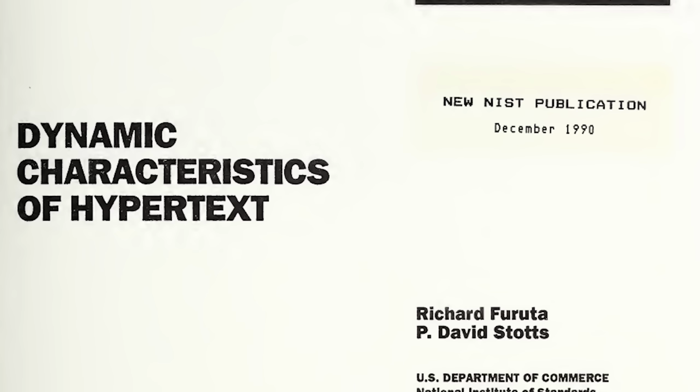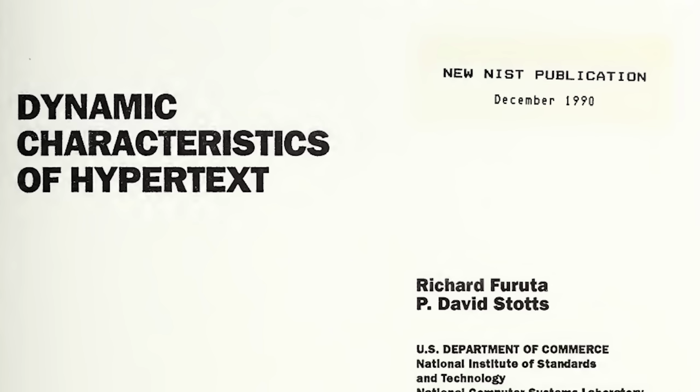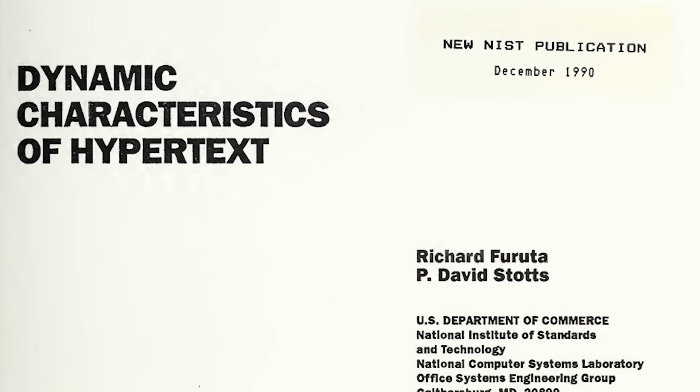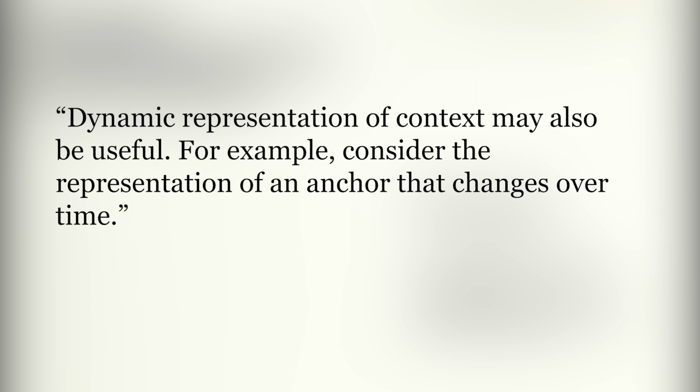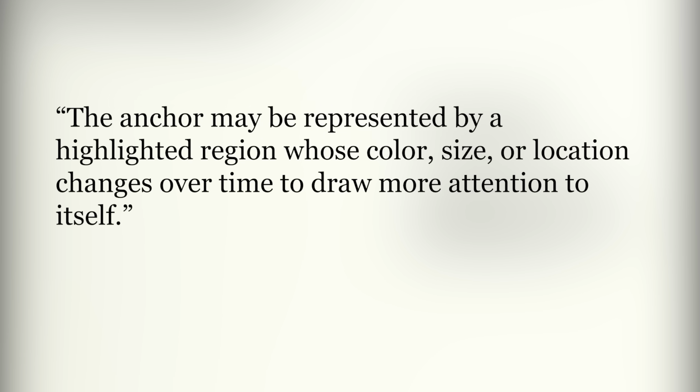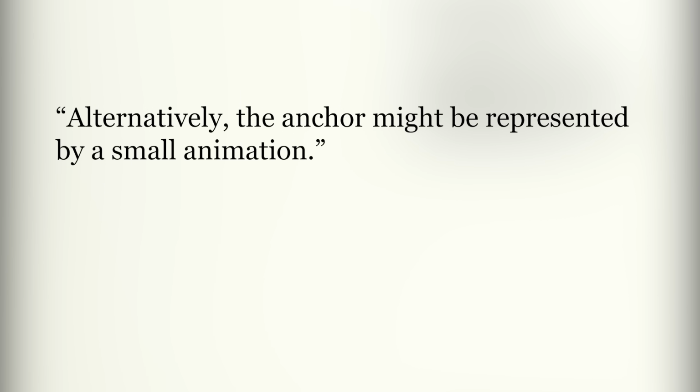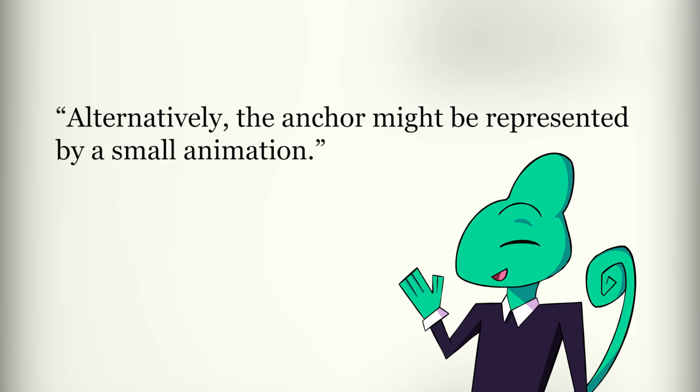In a follow-up paper by Richard Furuta and P. David Stotts, they discussed the importance of color, saying dynamic representation of context may also be useful. For example, consider the representation of an anchor that changes over time. The anchor may be represented by a highlighted region whose color, size, or location changes over time to draw more attention to itself. Alternatively, the anchor might be represented by a small animation. They were referring to the importance of different states for links, like active or visited states.